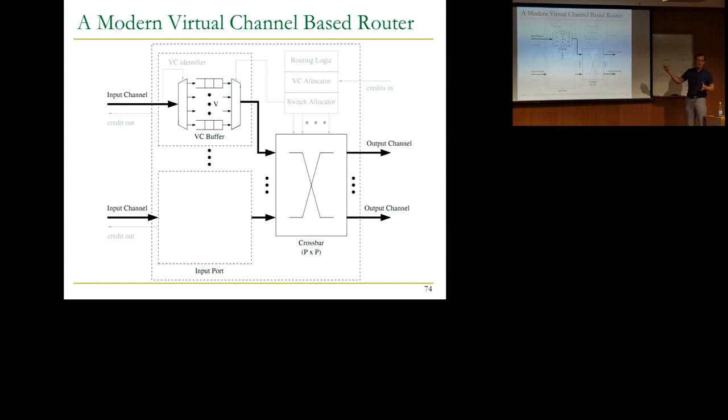Okay, so now we're making the router more complicated, as you can see. And this is actually what a modern virtual channel-based router looks like. You have a lot of these routing buffers. And how do you size the buffer is another question, actually, that we didn't really handle so far.